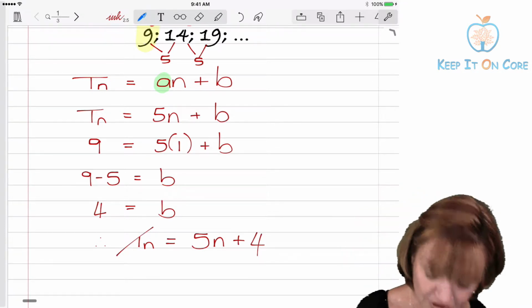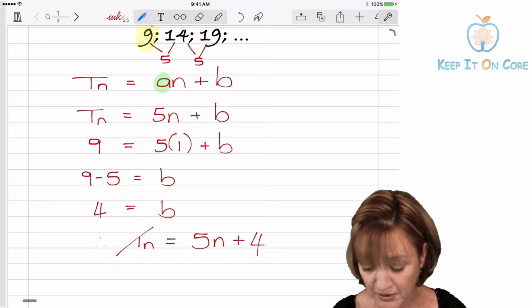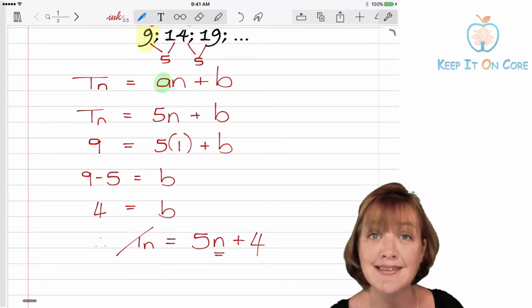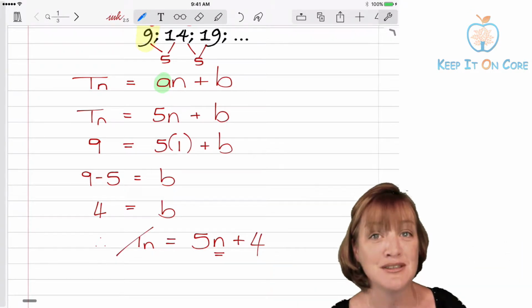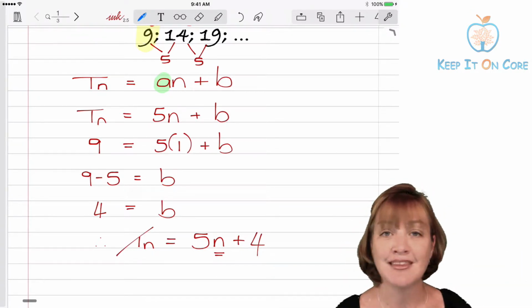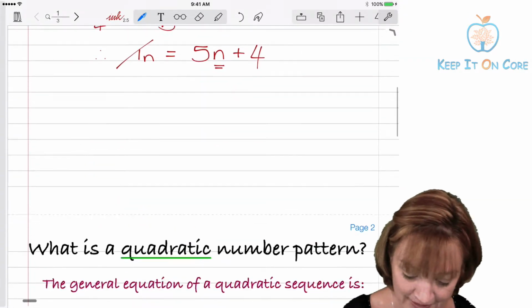If I wanted to know, for instance, the 58th term of this sequence, all we'd have to do is substitute 58 for your n, and you would be able to solve for your 58th term. Once you've got your general term, you can find anything you like regarding the pattern.